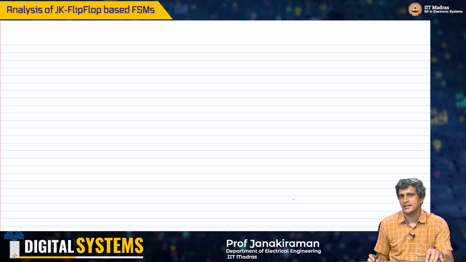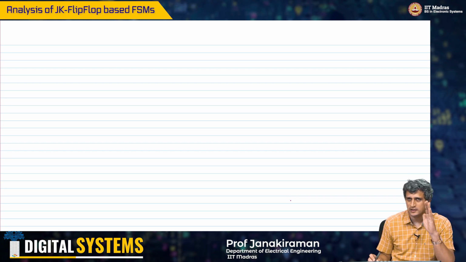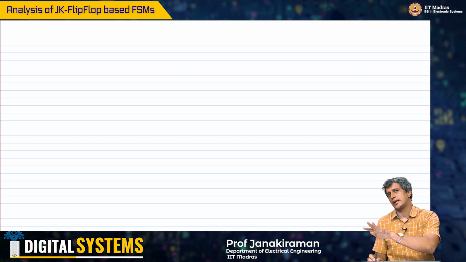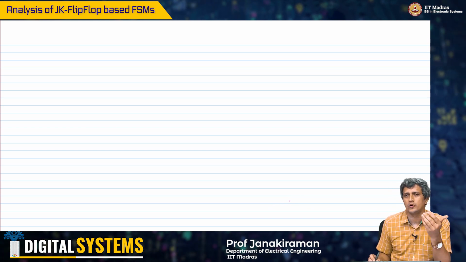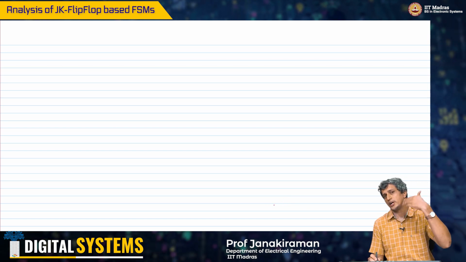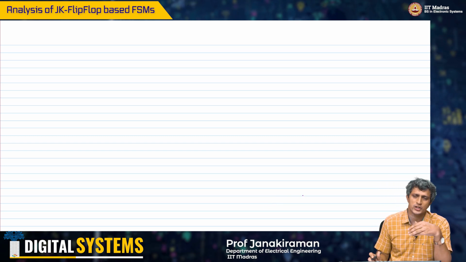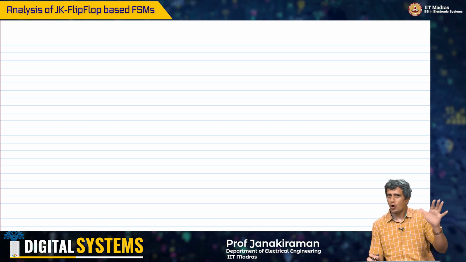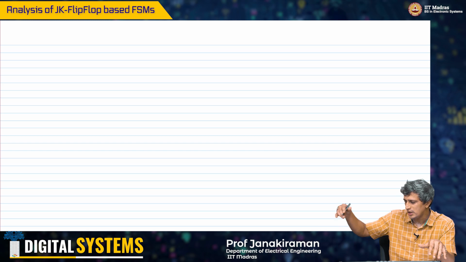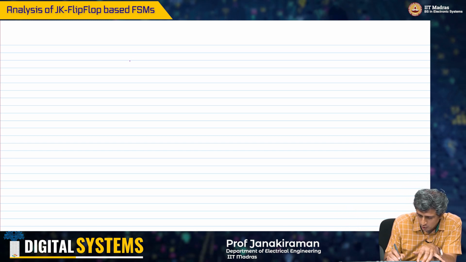So having looked at an example of a state machine with D flip-flops, let us now look at the forward path analysis using JK flip-flops, because you might have to design an FSM using D, JK, T, whatever flip-flop is available. Therefore, it's good to do the forward analysis with all these three kinds of flip-flops so that we understand the working a little better. Okay, so I'm going to consider the following example.